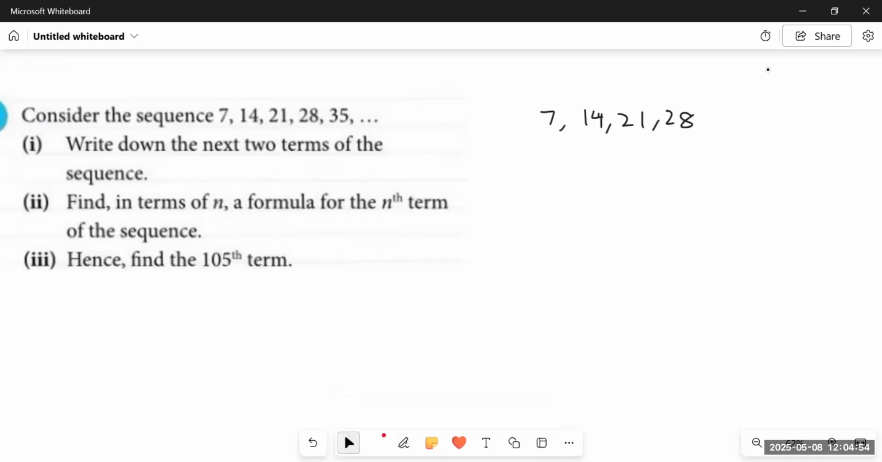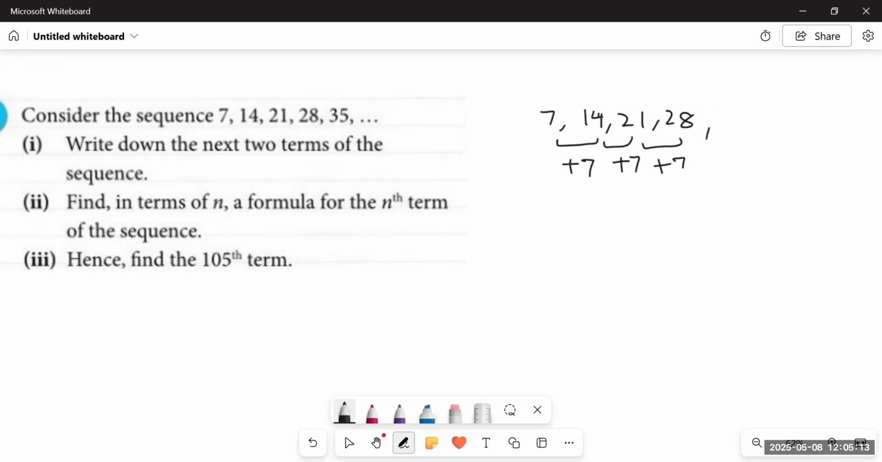So what we will do, we will simply subtract T1 from T2 and find the difference between them, which is 7, because if we add 7 to 7, we'll get 14. Similarly, 14 plus 7 is 21. So basically, we can see that all the numbers are multiples of 7 starting from 7 itself. So the next number would be 7 fives are 35, 7 sixes are 42. So the next two terms would be 35 and 42.